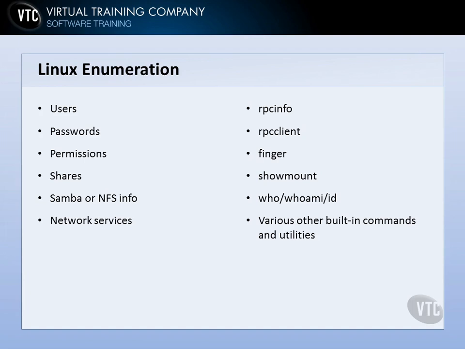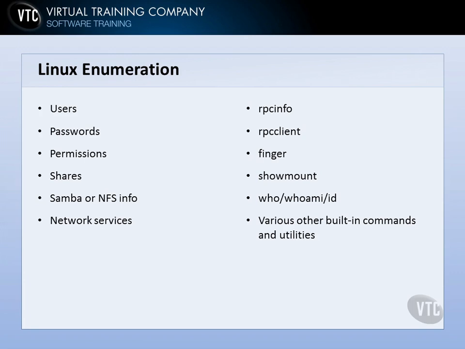Now, if Linux is using Samba, which is the Windows equivalent to SMB, and helps Linux communicate with the Windows network and share files, you may get information about the shares and even the Windows network itself. In some cases, Linux or Unix may be using NFS to share files across a Linux or Unix type of network. You may get information from those NFS shares, such as mounts, permissions, and so forth. You also may get the typical network service information. Again, we talked about DNS, LDAP, SMTP, and other services that are possible.